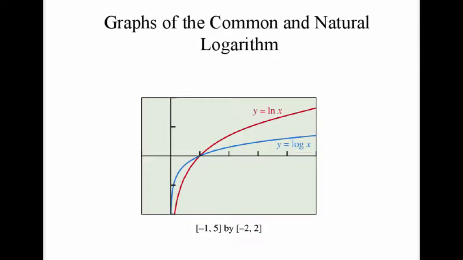If we compare the graphs of the common and natural logarithm, you can see the blue curve here is the common logarithm, and the red curve here is the natural logarithm. And you can see that both graphs are asymptotic to the y-axis. What that means is that x cannot equal 0. These functions are not defined for x equals 0, and also they're not defined for x less than 0. So the domain of a log function or a natural logarithmic function is 0 to infinity.